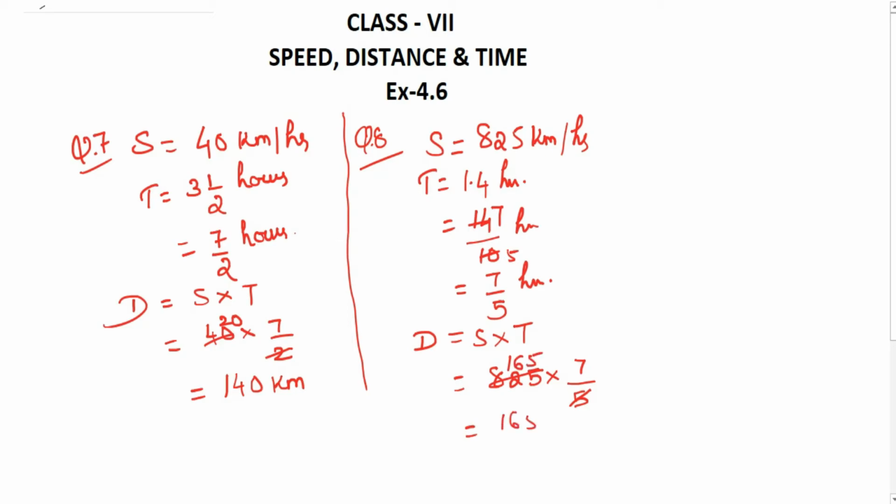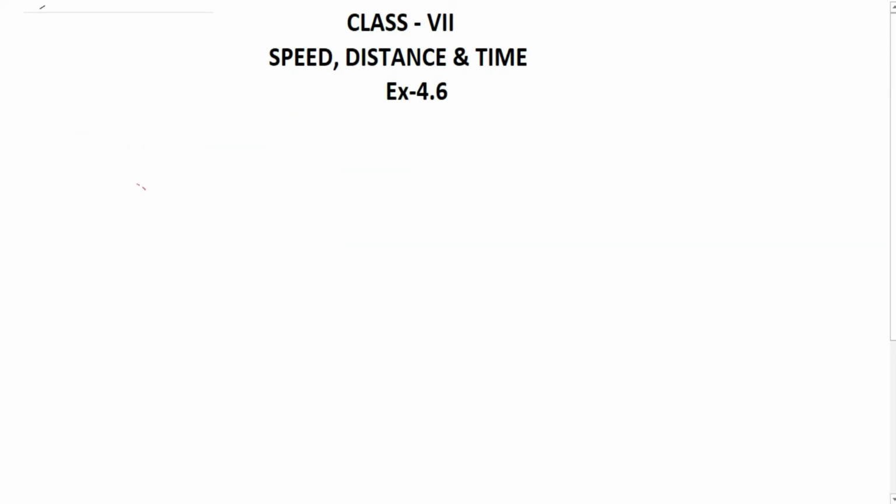Now the last step is we need to multiply 165 by 7. So the final answer, after multiplying 165 with 7, we are getting 1155 kilometers.